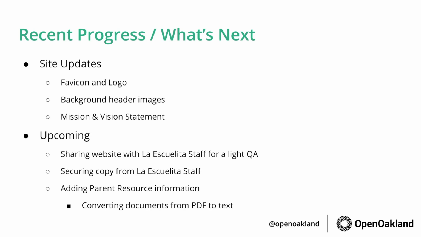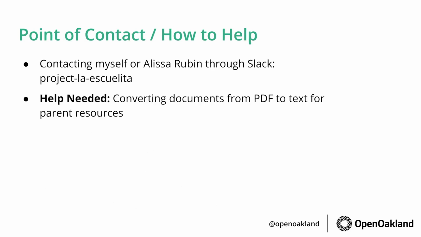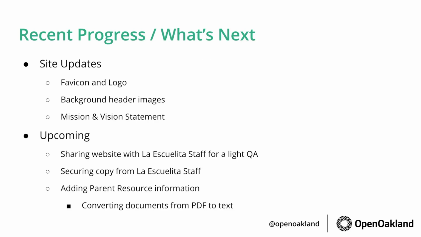And then we also want to add in parent resource information. What this equates to is actually converting documents from PDF form to text. This next slide that I have, not this slide, I think it's coming up. So we want to convert documents from PDF to text. What that means is they have embedded PDF forms on their previous website, and we just want to make sure that if they receive all of the text instead of the embedded PDF, it'll be easier to scan through their parent resources.